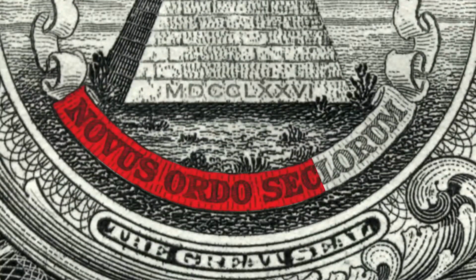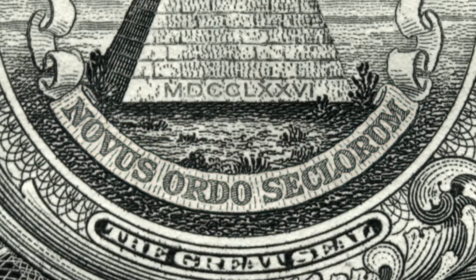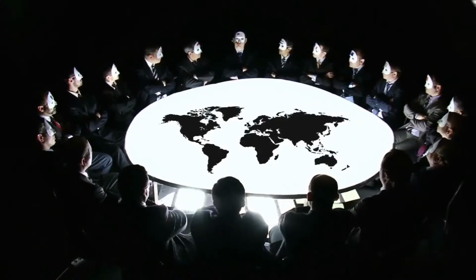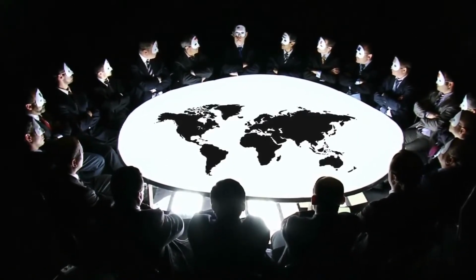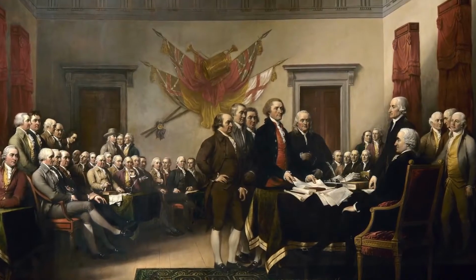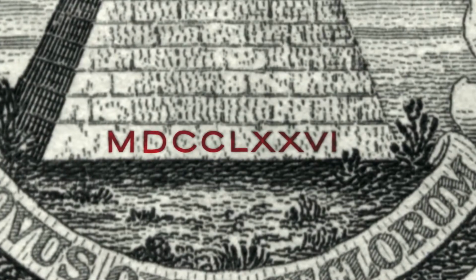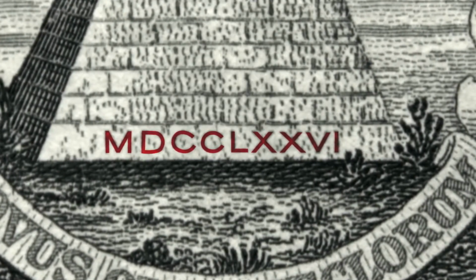reads Novus Ordo Seclorum. That's a Harry Potter spell. Okay, it's not really. It actually means a new order of the ages. Don't get confused into thinking it means a new world order though, because it actually signifies the beginning of a new American era as of the date of the Declaration of Independence. That date, 1776, is inscribed above in Roman numerals on the bottom pyramid step.